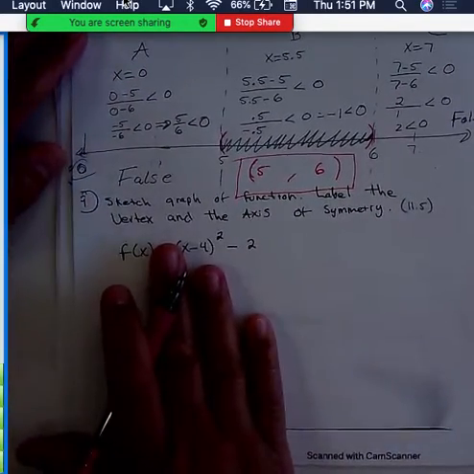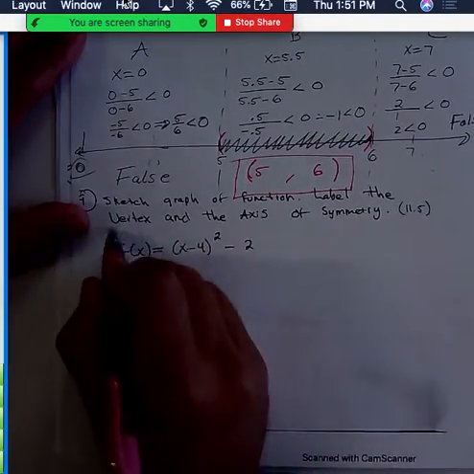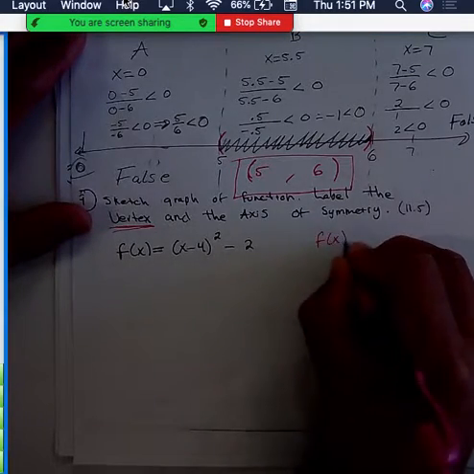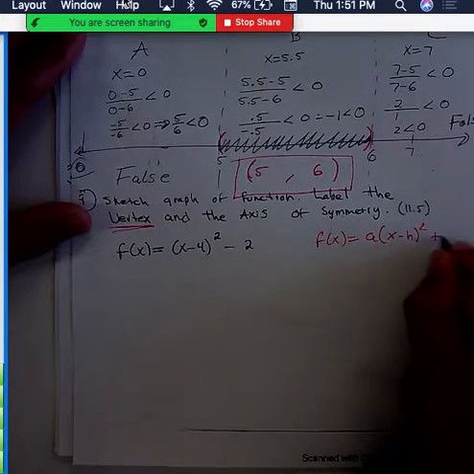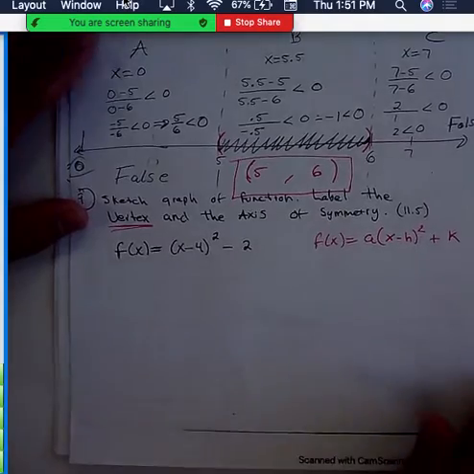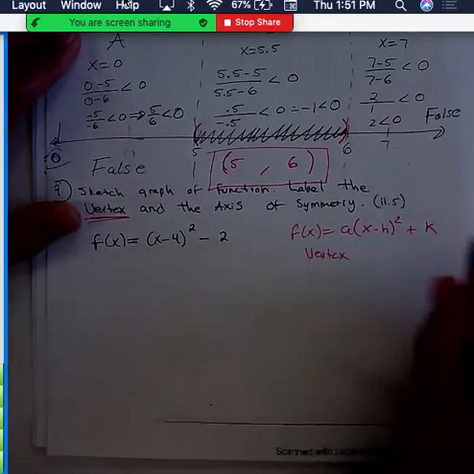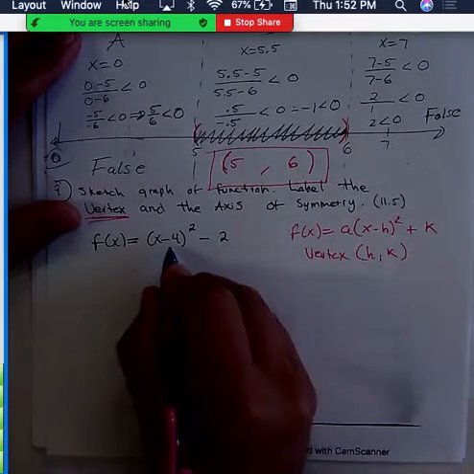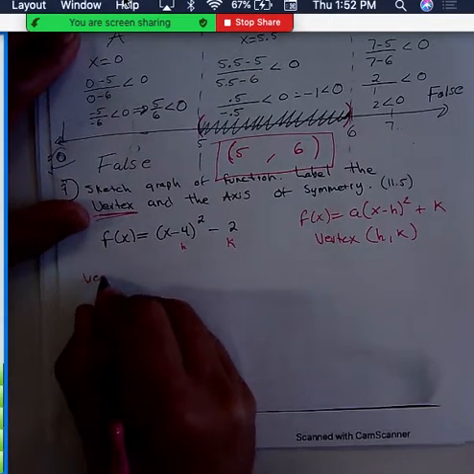Okay, sketch again. Good thing for this one, the vertex is given to us, because this is in vertex form, guys. Vertex form looks like this: (x minus h) squared plus k. This is the original equation. So the vertex, when they're giving you this equation, would be the h and the k. So that means this is the h, and that's the k. So the vertex, you already have it.